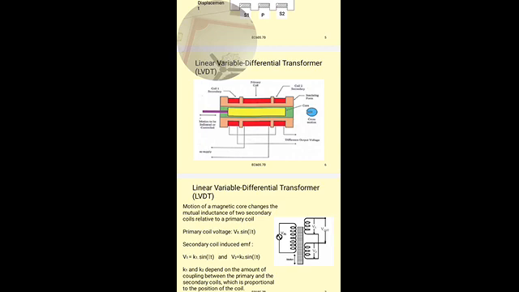So the resultant output voltage of the secondary winding is the difference of the two secondary winding voltages Vs1 and Vs2, and having opposite phase, they cancel each other, and the resultant output voltage will be 0 when the core is at the center.